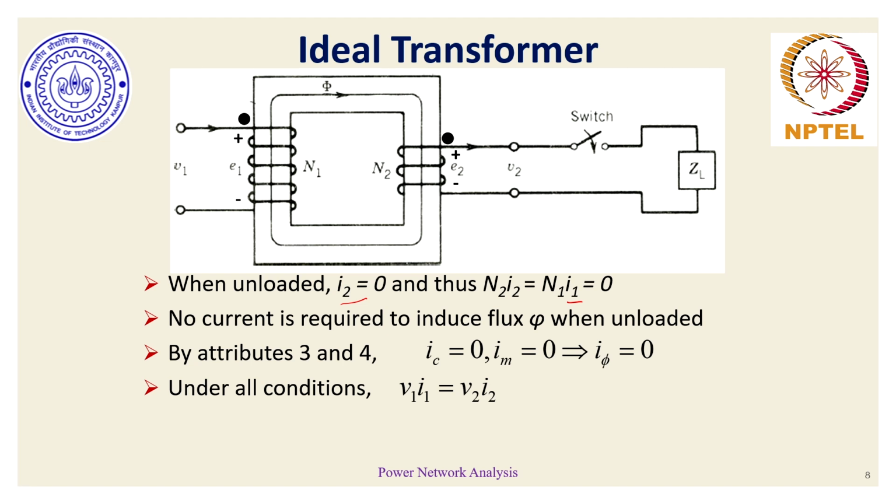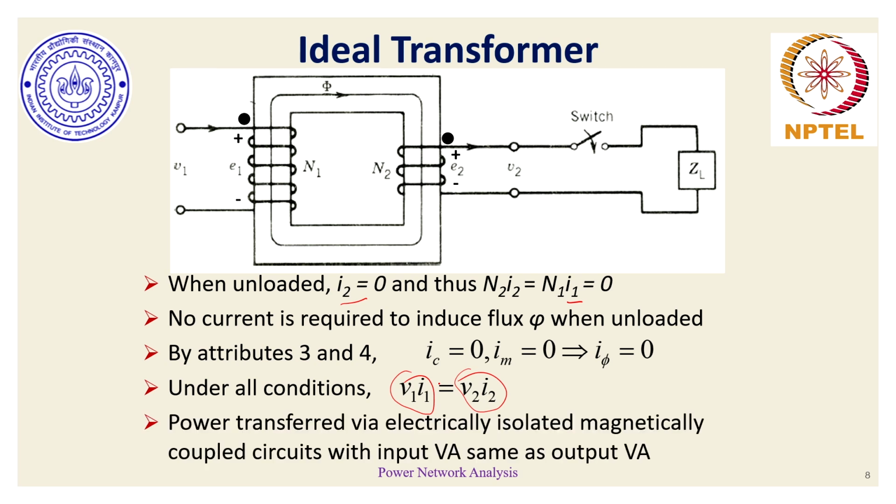And under all conditions, if we try to figure out the corresponding apparent power, they are always going to be equal. And that's the reason how through magnetic coupling, power can get transferred from one end to the other end while having perfect power balance. In an ideal transformer, there is no loss at all. So whatever is the power input on the primary side, the same quantum of power is being transferred on the secondary side at a different voltage level, which depends on the value of the corresponding turns ratio, which is A, which is N1 by N2.